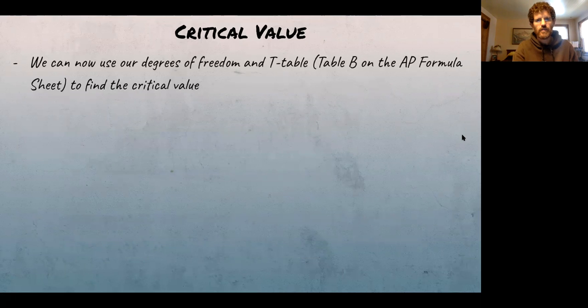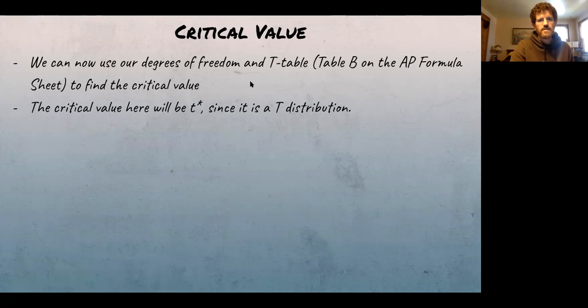So how do we find the degrees of freedom? It's just going to be the sample size minus 1. So in our example from before, we had a sample size of 30. So we have 29 degrees of freedom.